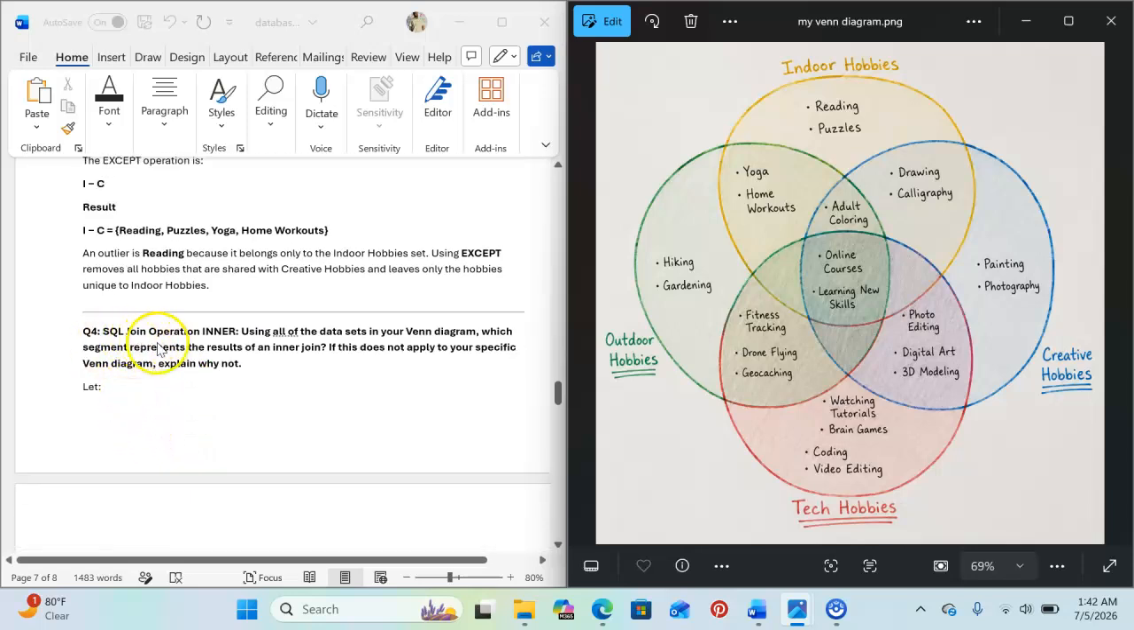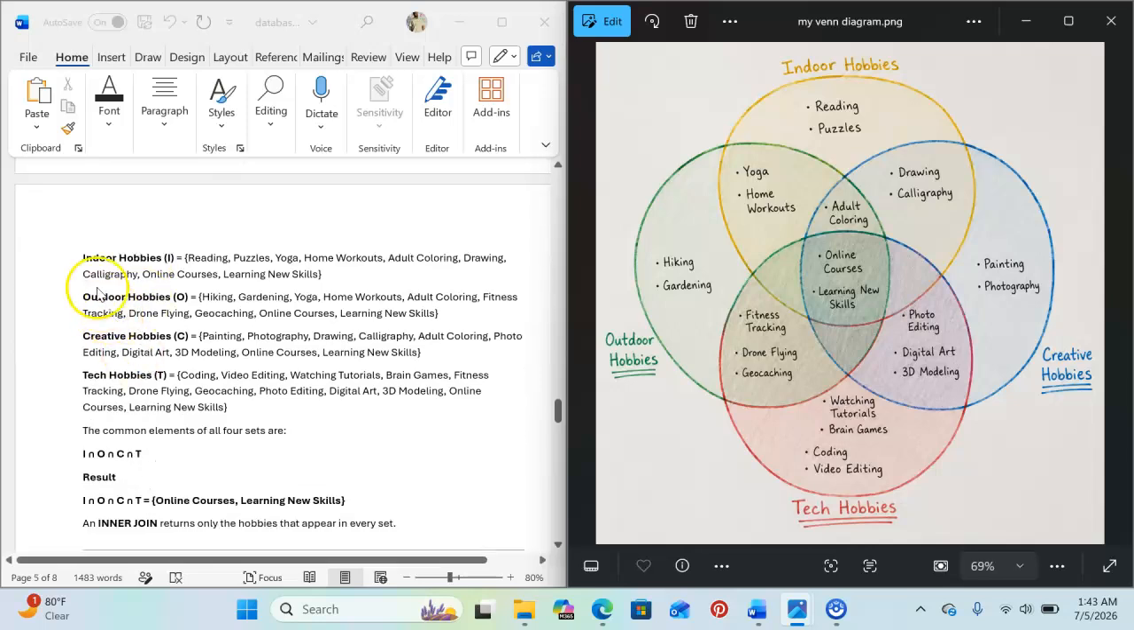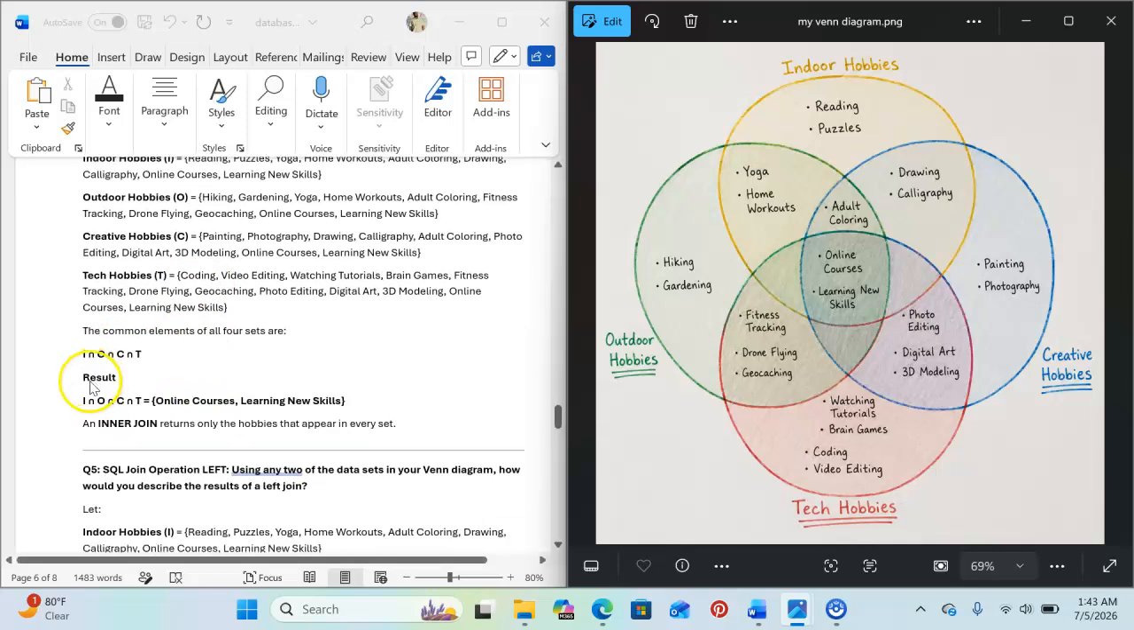We have SQL join operation for inner. So using all the data sets in your Venn diagram, each segment will represent the result of an inner join. If this does not apply to your specific Venn diagram, explain why. So here we have indoors hobbies, outdoors hobbies, creative hobbies, and tech hobbies. All the data sets and their members. And when we check our results here, we find out that we have online courses and learning new skills. All these intersect at this center, which is online courses and learning new skills.